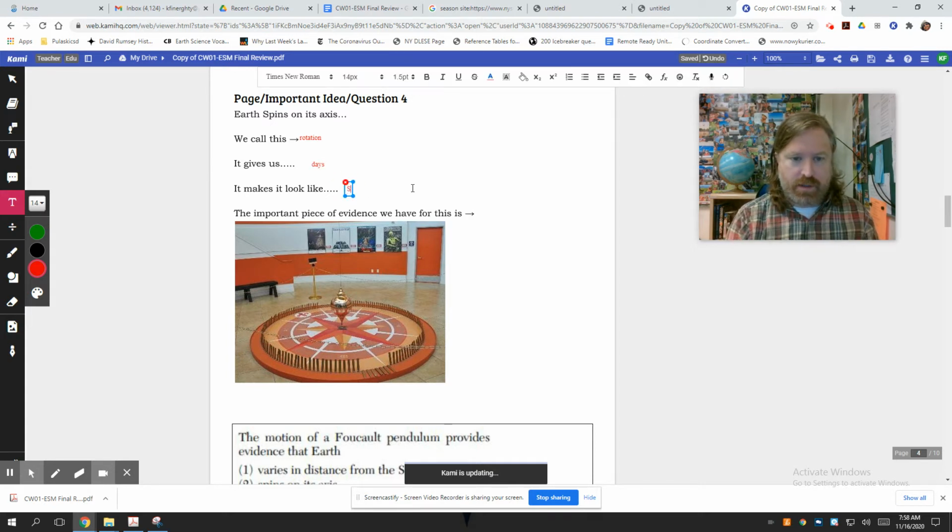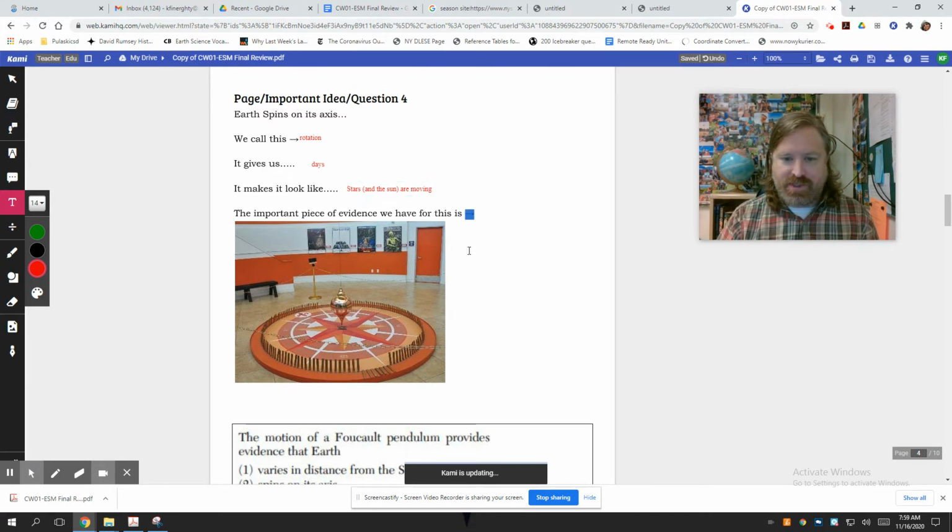It makes it look like the stars and the sun, the star, are moving. Well, throughout the course of the day, they'll move. Why does the sun go across our sky? It's not because it's actually doing that, it's because we're spinning underneath it. And the important piece of evidence, this is one of those relatively straightforward questions.